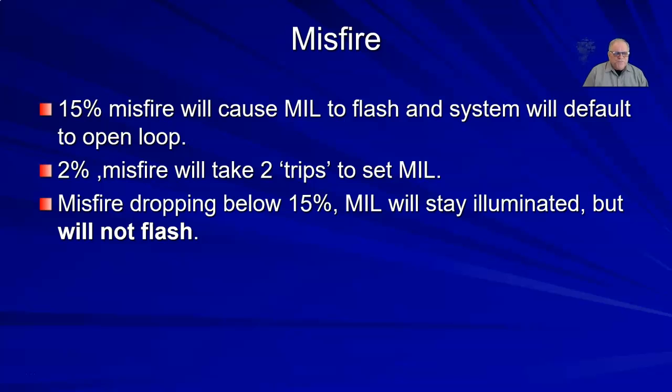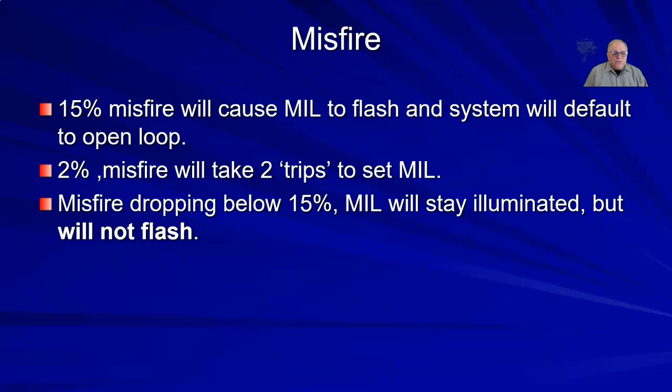If you have a 2% misfire, then it's going to require 2 trips. What they're looking at is the computer's going to look at X number of counts. So let's say that it's 100 firing events for a particular cylinder. If it fires 15 out of those 100 times, that's going to be a 15% misfire, and that's going to set the code immediately. If it's somewhere between 2% and 14%, it's not a severe enough misfire to cause catalyst damage. That's going to require 2 trips or 2 tests before it is going to set the code.